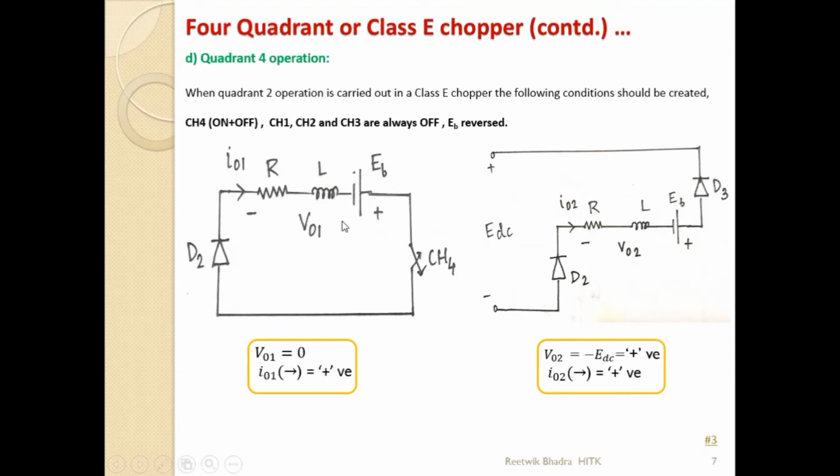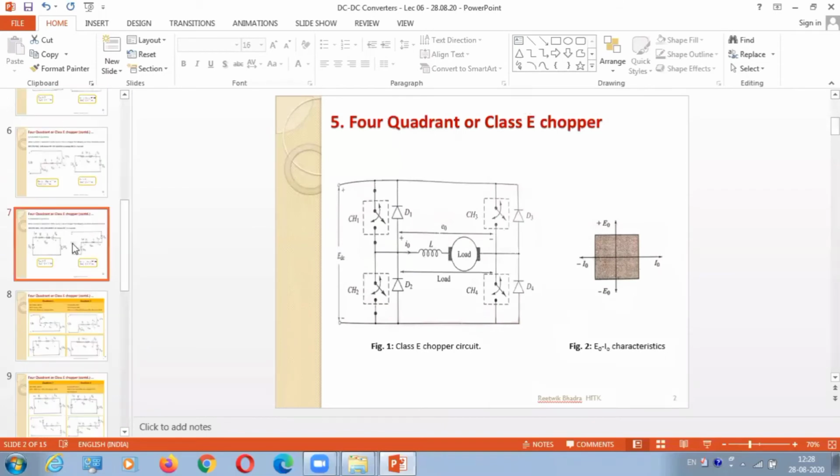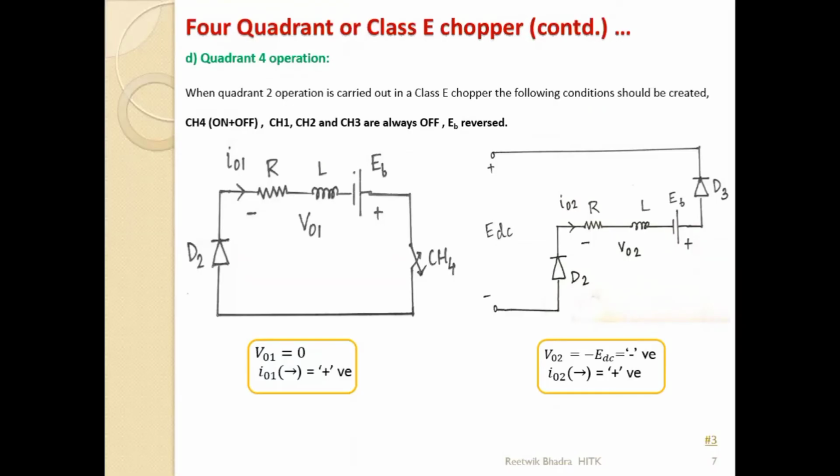So there is always a fall in V01, so it will always decrease. I02 will be flowing in the same direction, so positive. V02 will be negative. Sorry, this will be negative over here. One second. V02 negative. Negative only. Yeah, V02 is negative. So in the fourth quadrant, what happens? Negative voltage. So we'll have negative voltage V02, which is equal to minus Vdc.